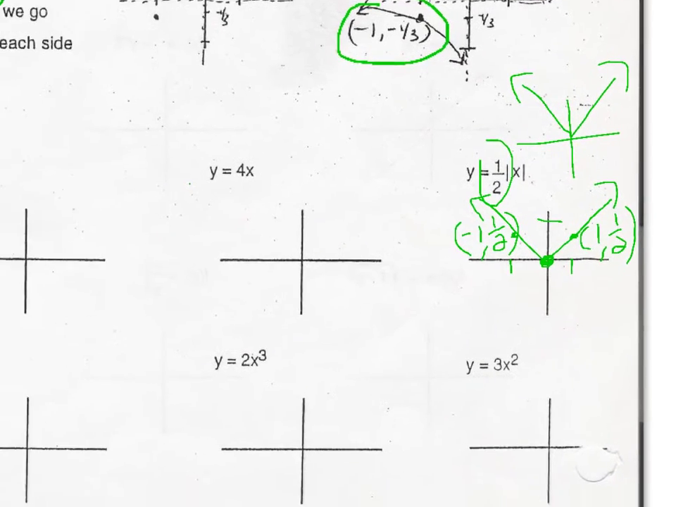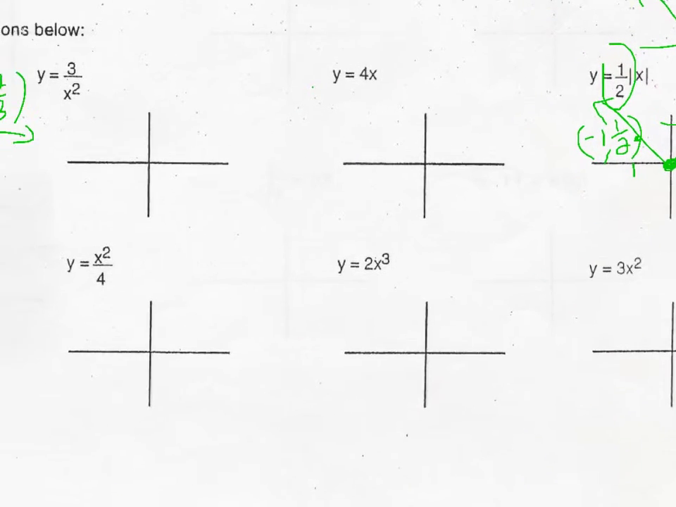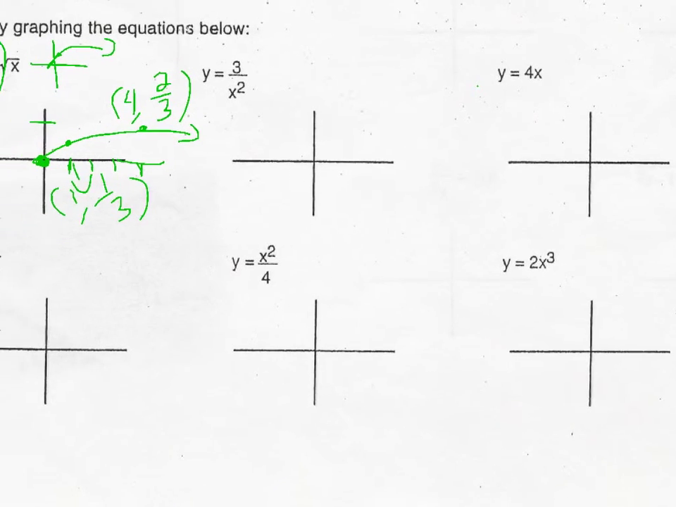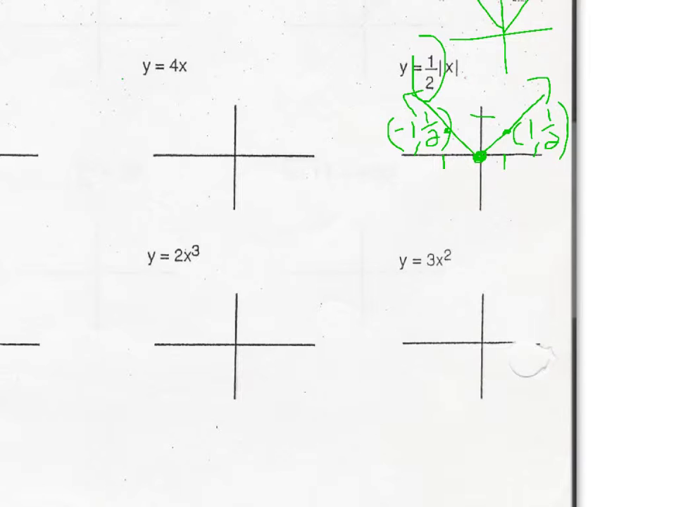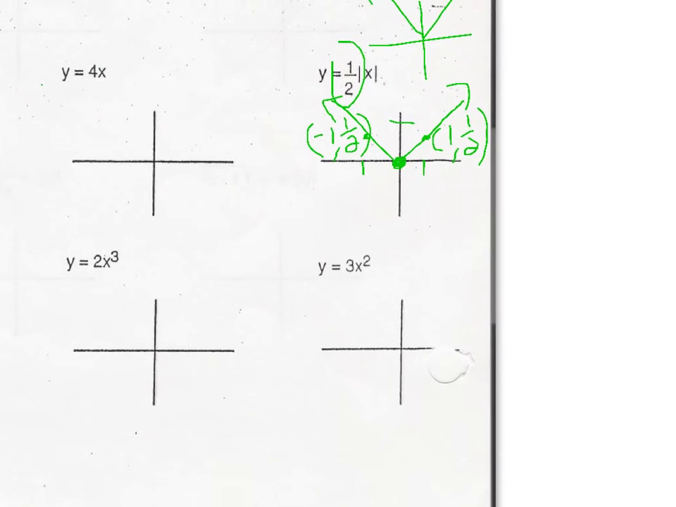Okay, let's do one more. Let's do one where it gets skinnier. Let's do the last one, y equals 3x squared. Now normally, x squared, this is our shape. Now this is going to get skinnier, so it's probably going to look something like this. It's going to get more narrow. Probably going to look something like that. So I'm going to get the same vertex, it's going to be at 0, 0.